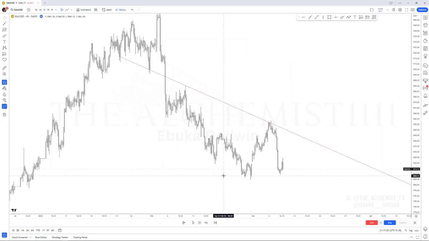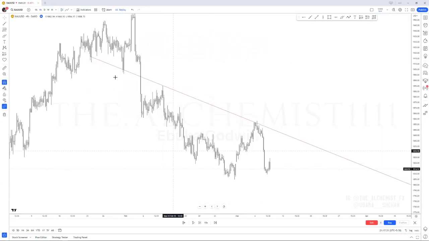Once again, I'm not even drawing any key levels. That's the main thing here. I'm only showing you trades from trend lines. You get that, right? So that's perfect.